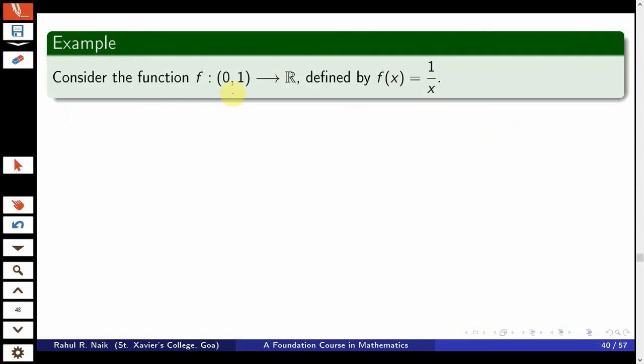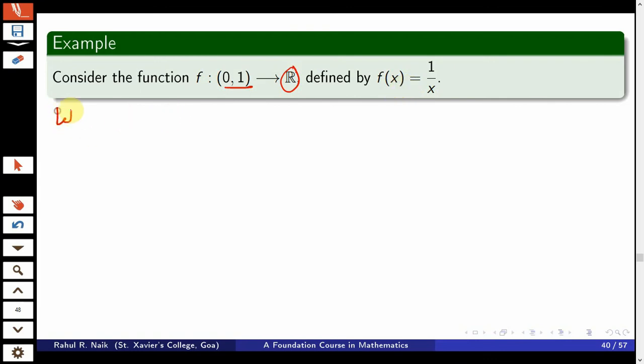f from the open interval (0, 1), the domain, to R, defined by f of x is equal to 1 by x. The question is, is this an onto function? You need to observe whether there is an element in R which does not have a pre-image. That is trivial in this case, because we know that 0 cannot be expressed in this form 1 by x. So, you go ahead with 0.